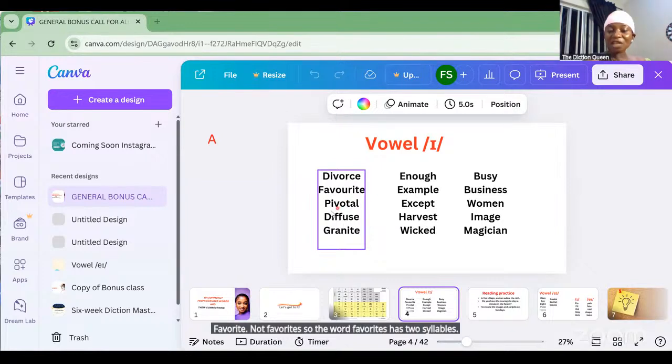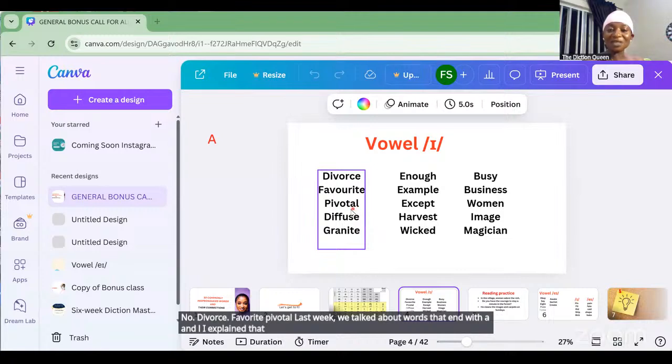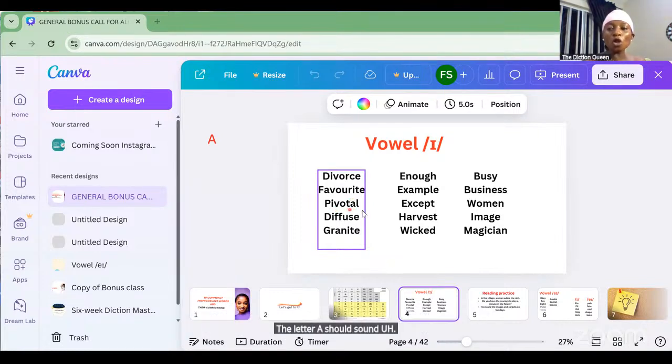Favorite. The next word I have is pivotal, not pivotal or pivotal. It's pivotal. This is pivotal to our growth. Divorce. Favorite. Pivotal. Last week, we talked about words that end with A and L. I explained that when you have the suffix A and L in a word, the letter A should not be heard. The letter A should sound like pivotal, not pivotal or pivotal.